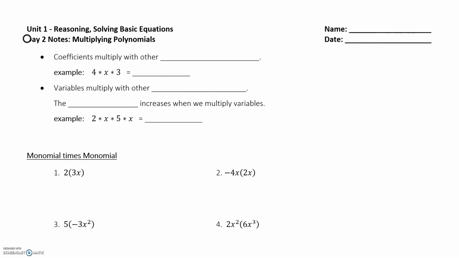On the first day we talked about our polynomials. We classified them by their term and their degree, and then we also added and subtracted them. What we're going to look at today is multiplying a polynomial with another polynomial. Okay? So we have two different pieces that we need to look at when we multiply.